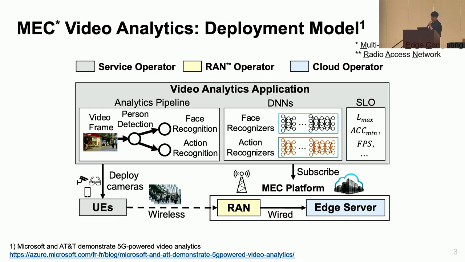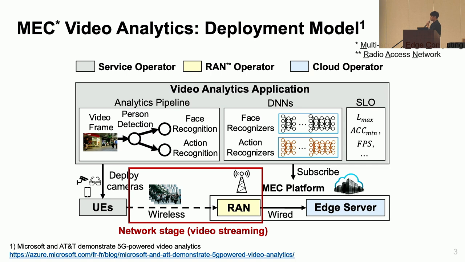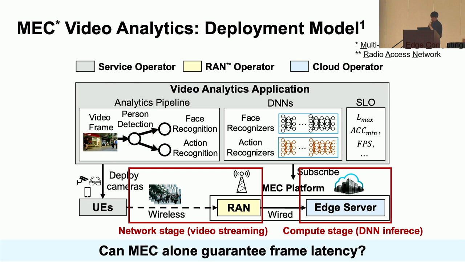So the service provider composes the video analytics pipeline, prepares the DNN models, and defines the application SLOs, and actually deploys the target cameras in the target sites, and connects them to the MEC platform that it has subscribed to. And now at runtime, the operation is composed of 2 stages. First, the network stage, which involves live video streaming over the wireless network, and the compute stage involving DNN inference at the edge server.